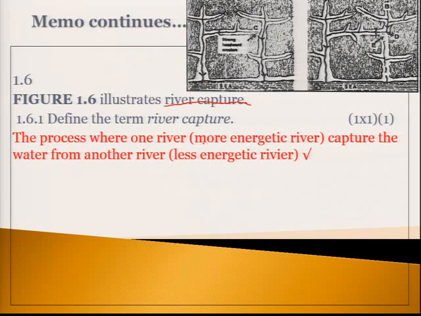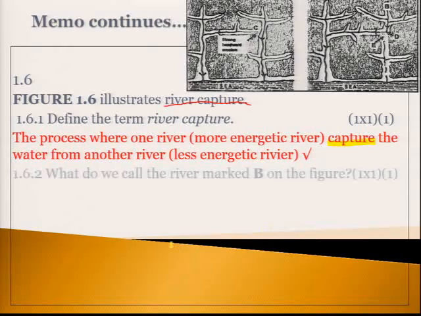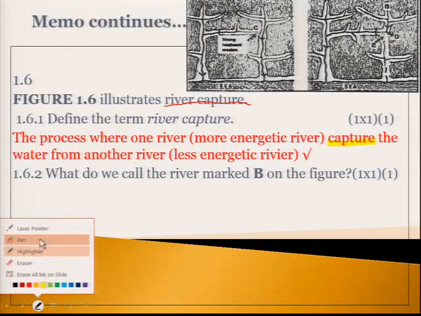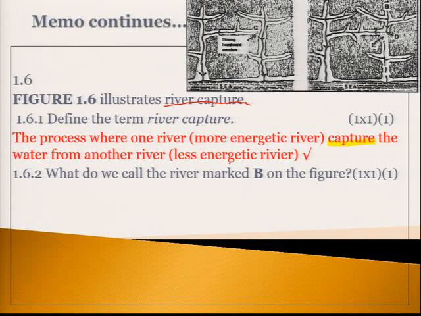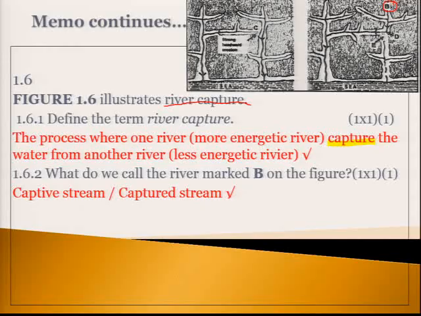It's a process where a more energetic stream, what will the energetic stream do? It will capture the water of another stream, the less energetic stream. What do we call the river marked B on the diagram? You start to find your river B on the diagram there. We call it your captive or your captured stream.